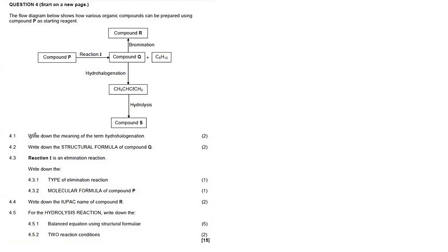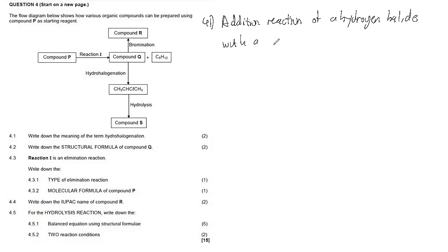Then the first question here says, write down the meaning of the term hydrohalogenation. So for 4.1, we're going to have what is hydrohalogenation. We say this is the addition reaction of a hydrogen halide. So a hydrogen halide, we are talking about either hydrogen bromide or hydrogen chloride. Addition reaction of a hydrogen halide with an alkene.